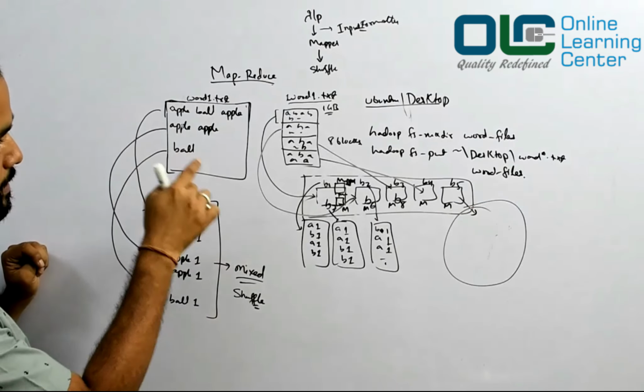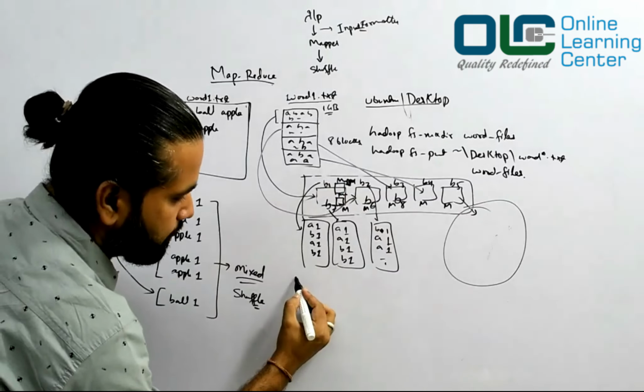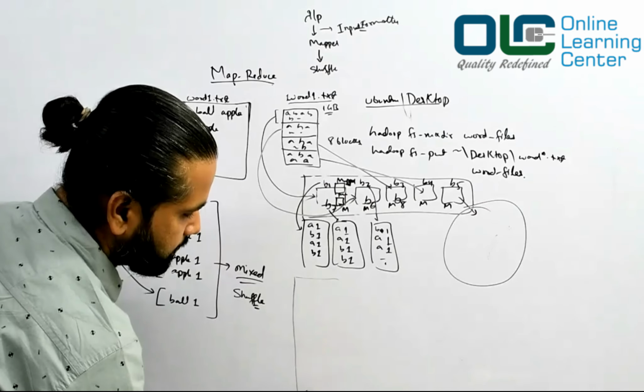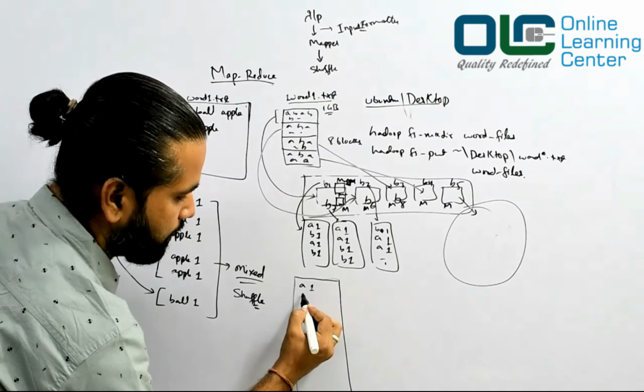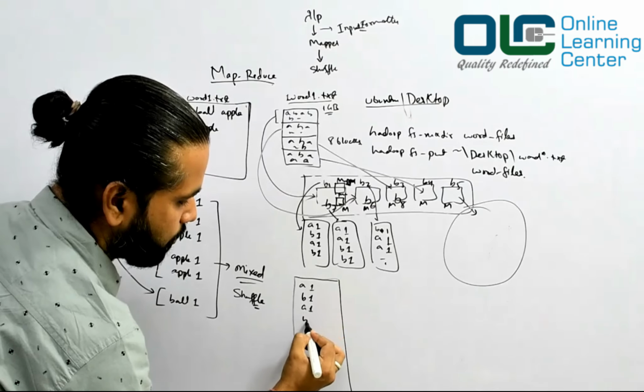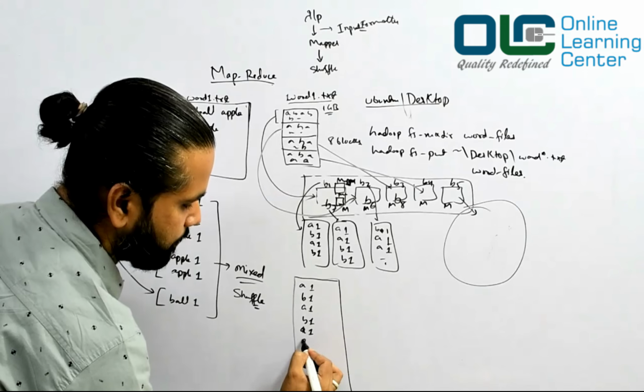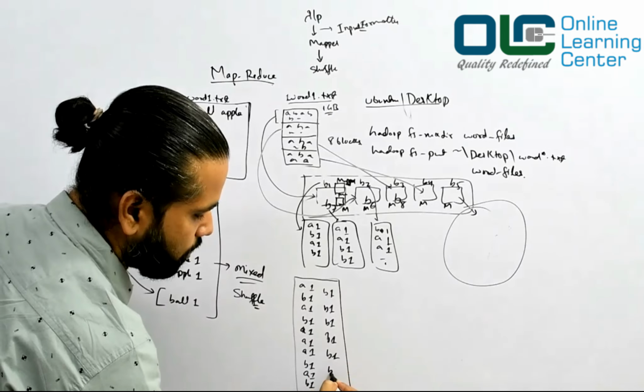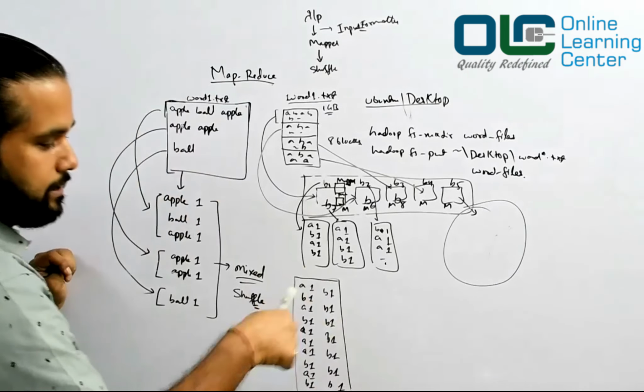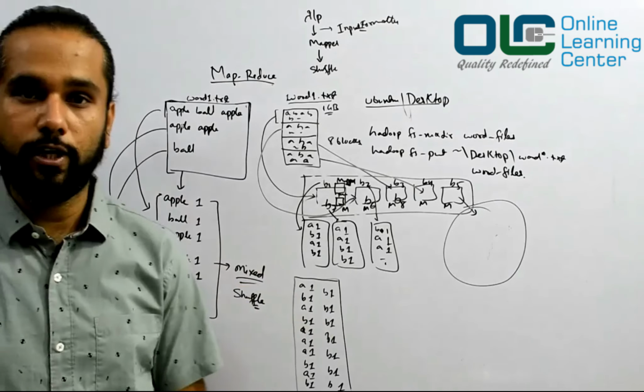Okay, now let's say all these things are brought to a single machine. Now you will have the data like this: apple 1, ball 1, apple 1, ball 1, because you are bringing the data from so many places, right? So all the data would be brought together like this. This is what the shuffle phase will do.